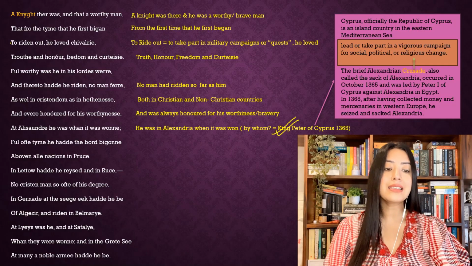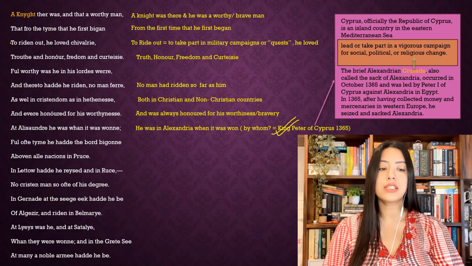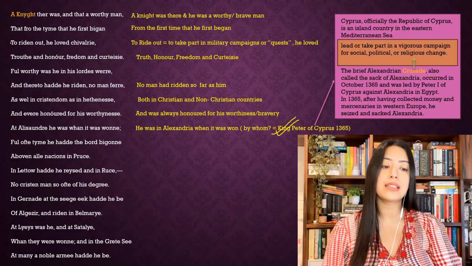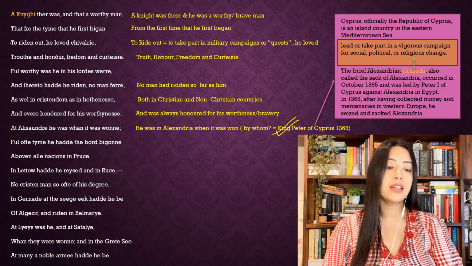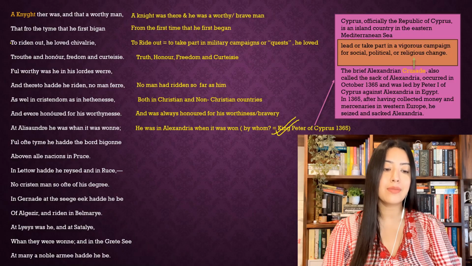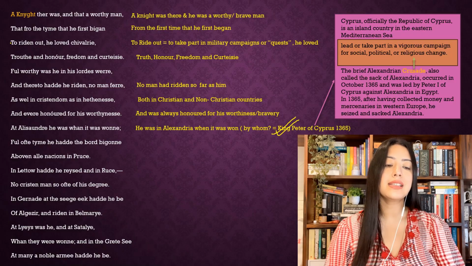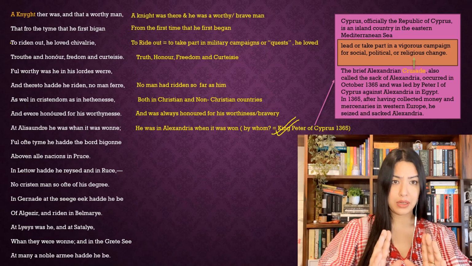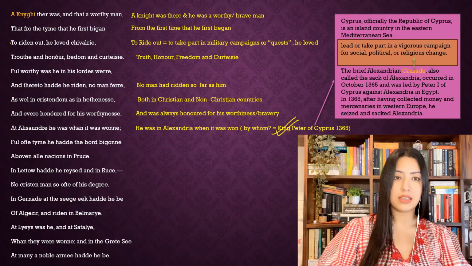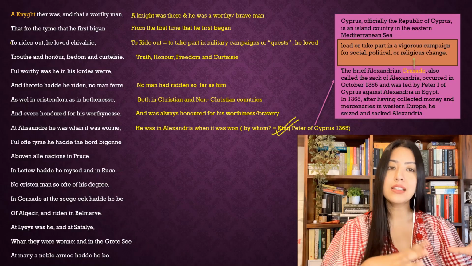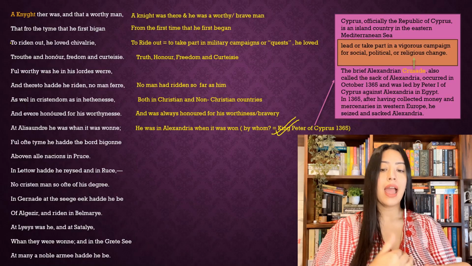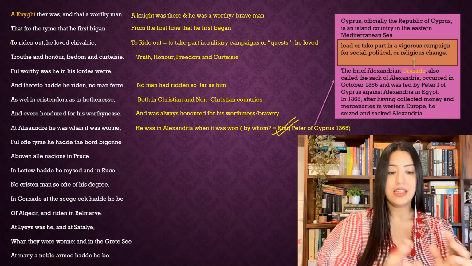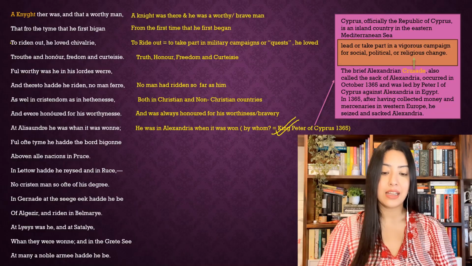So here the Alexandrian Crusade, also called the Sack of Alexandria, occurred in October 1365 and was led by Peter I of Cyprus against Alexandria in Egypt. So in 1365, after having collected money and mercenaries in Western Europe, he seized and sacked Alexandria. Now, all of these things are not important as far as our Canterbury Tales is concerned. What you have to just understand here is that this is a real historical event that had taken place, and Chaucer is saying that during this siege which had taken place, our knight was present there. This knight was there when Alexandria was sacked.